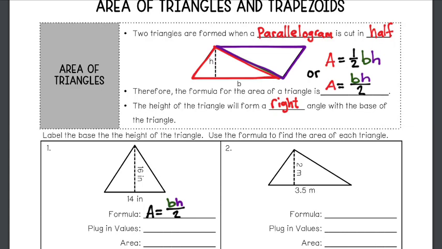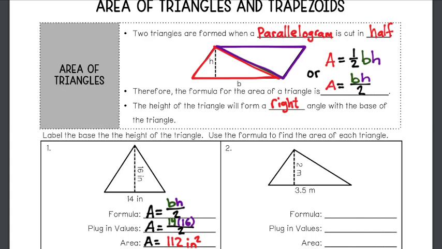So with our first question, the formula we're going to use for this triangle is area equals base times height divided by 2. To plug in the values, we have a base of 14 and a height of 16. So I plug that in: area equals 14 for the base, 16 for the height, divided by 2. So 14 times 16 divided by 2 gives a grand total of 112 square inches.